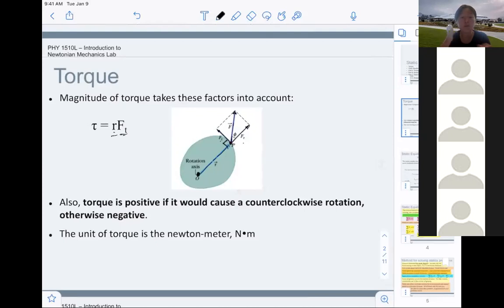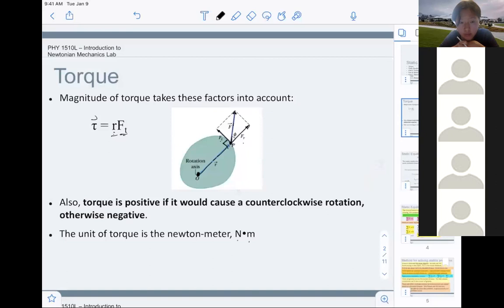The convention is to give torque a sign, because torque is a vector. If it causes a counterclockwise rotation, we will put a positive sign for that torque. If the torque tries to cause a clockwise rotation, we will put a negative sign for that torque. This is just a convention people follow. The unit for torque is the unit of the force times the unit of your lever arm, which is Newton times meter.